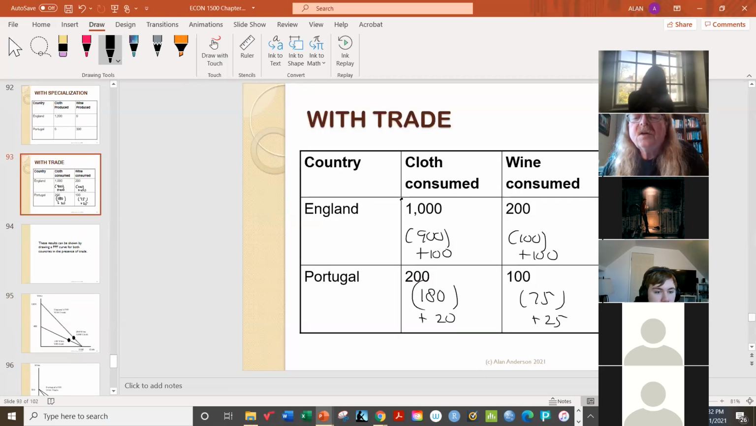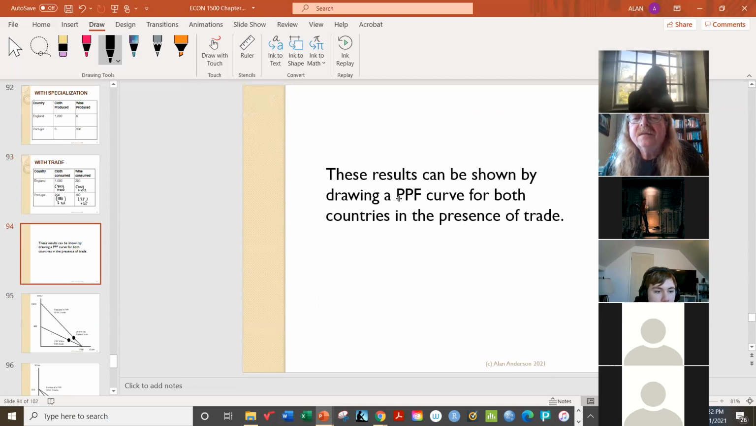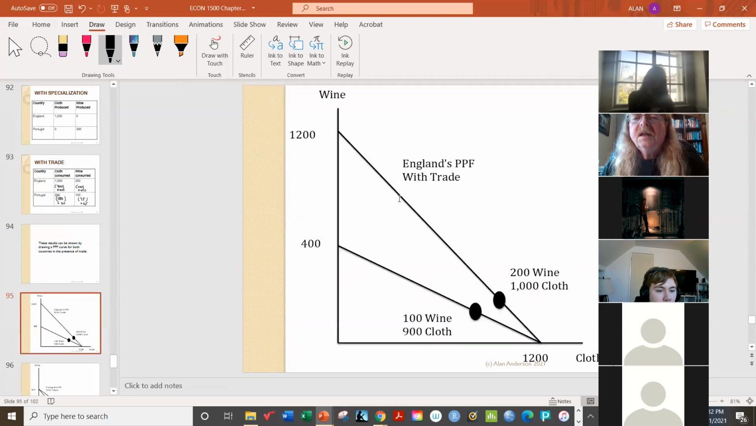So what we're going to do now is show how the new production possibilities frontiers look after trade. So England suddenly moved out to here. Now look, we moved to the right. Remember before we saw that when this curve shifts to the right, more output of both is available.